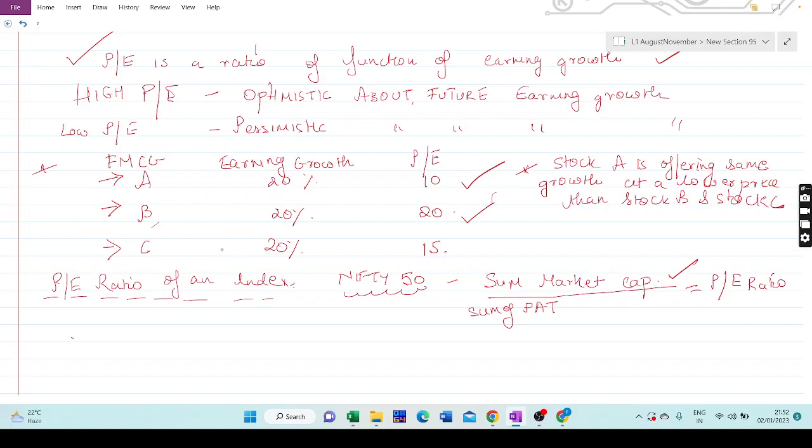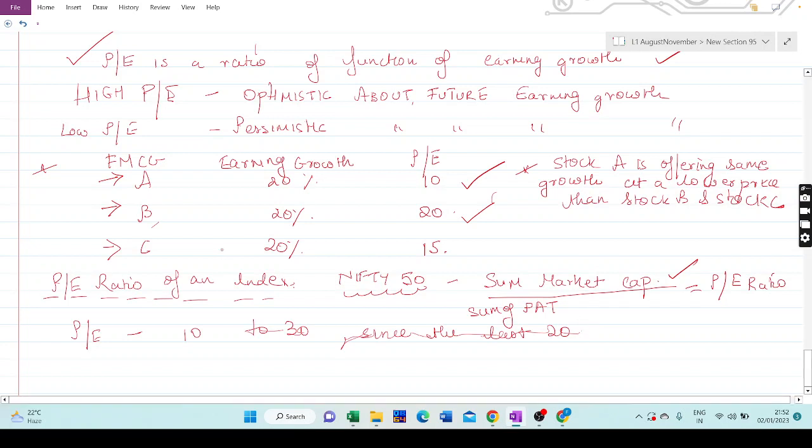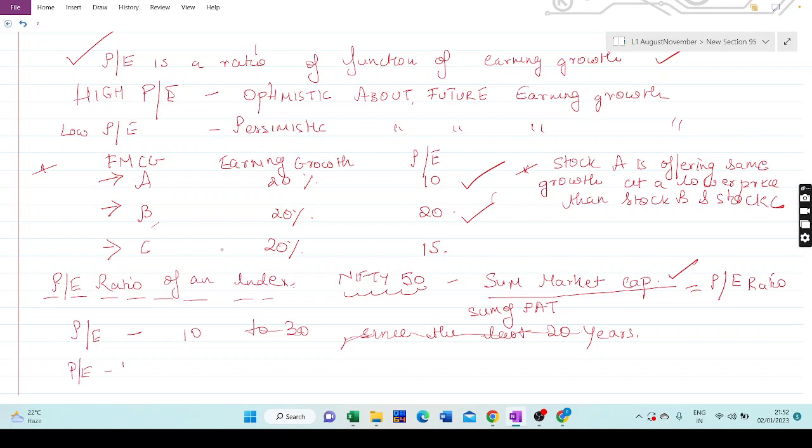Now, the PE ratio of Nifty has been in the range of 10 to 30 for the last 20 years, right? And guys, every time the PE ratio of Nifty is 14 or less, if the PE ratio of Nifty is less than or equal to 14, then Nifty is undervalued, right?